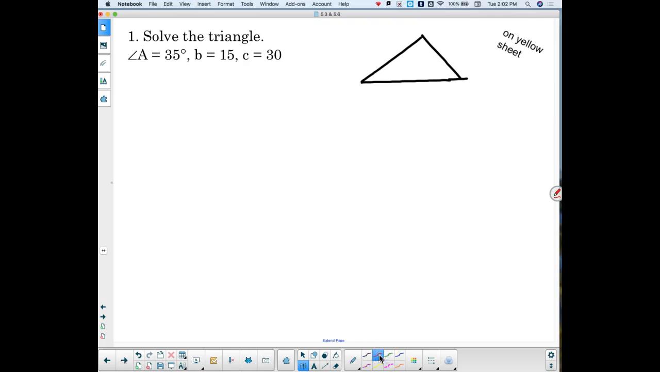This tells me that I've got angle A here as 35 degrees. I've got side B as 15. And side C as 30. I don't have that complete fraction where I have an angle and its opposite side, so I can't use the law of sines. So I have to use the law of cosines. So the three parts that I'm looking for are going to be angle C, side A, and angle B.